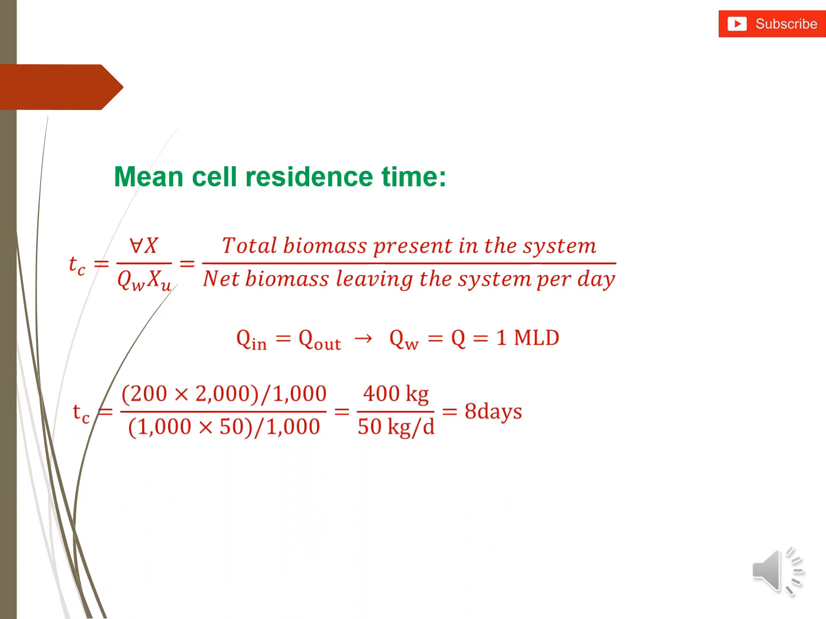So we can say that TC equals Vx 200 times 2000 over 1000. This is to convert the units. Over 1000 times 50, and we convert the units again. And so the TC equals 8 days.